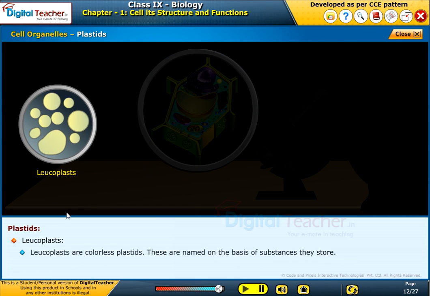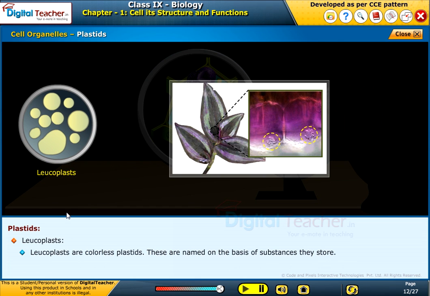Leucoplasts. Leucoplasts are colorless plastids. These are named on the basis of substances they store. They store starch, oils and protein granules.